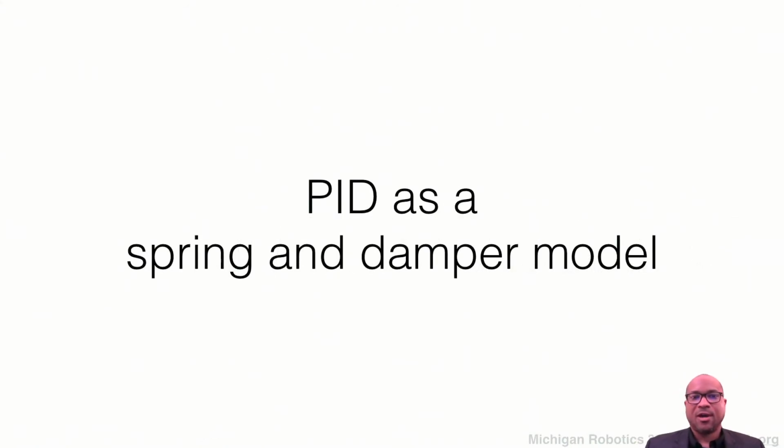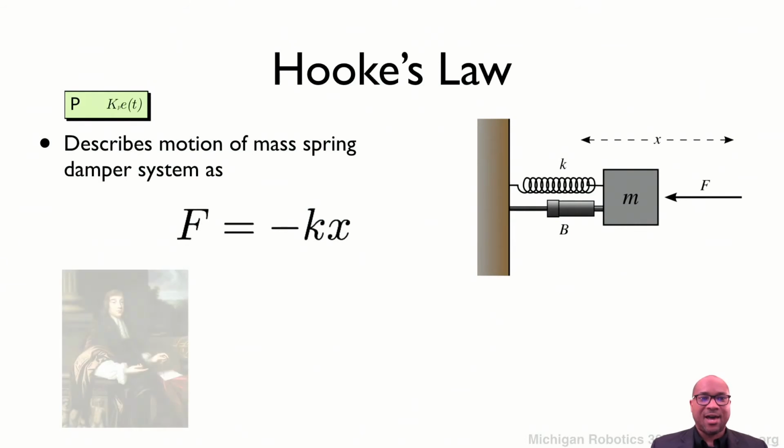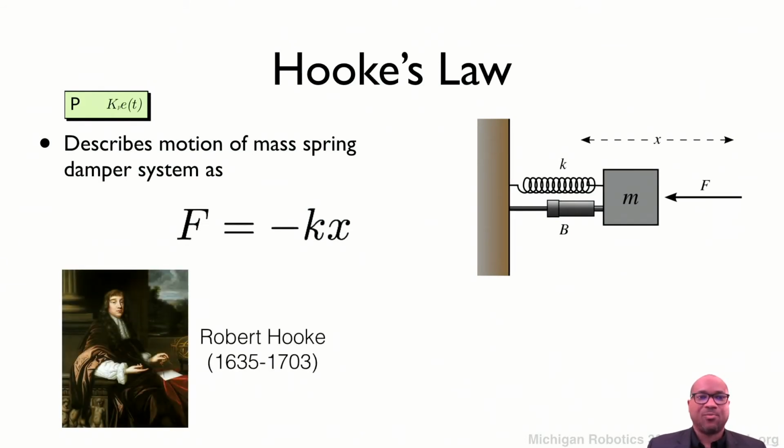When we look at PID control, we can take a look at it as a spring and damper model that has a physical description. It has an analogy to physical models from physics that we can look at. When we do this, we can isolate our P controller, the proportional term, and think about that as a mass and spring model in and of itself. When you're looking at PID, the proportional term is effectively Hooke's law.